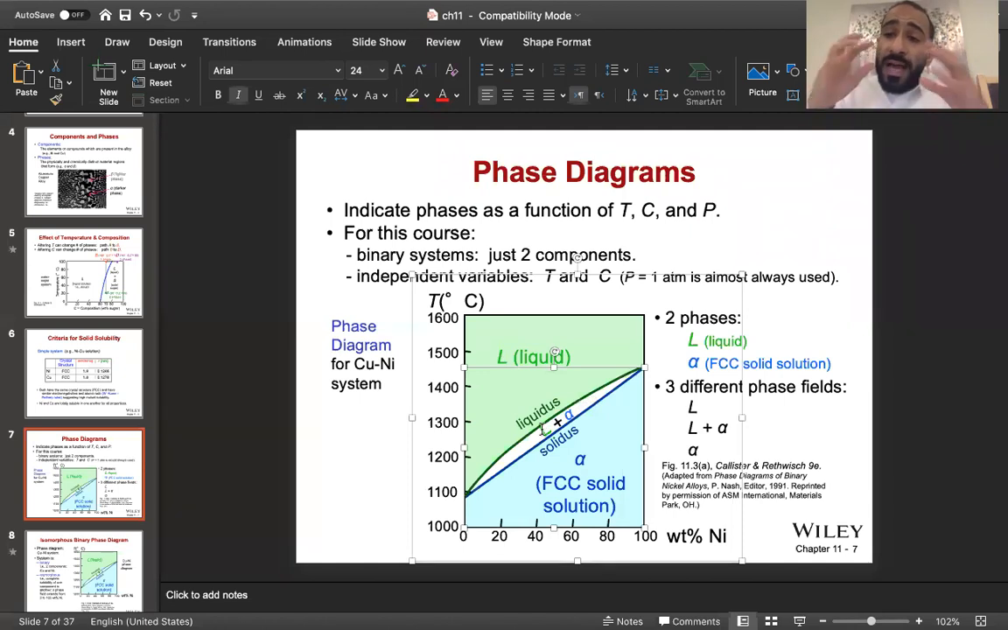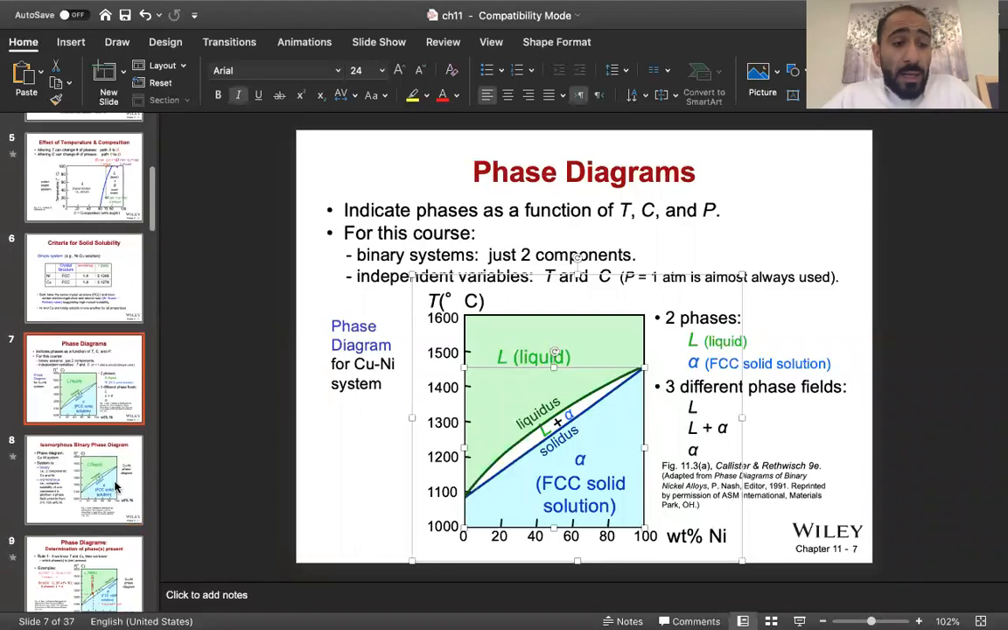In that region you have two phases, liquid plus solid alpha. So, for example, if you are at 60% nickel and at 1000 to 1100 Celsius, you have a solid phase. If you keep heating up, you hit the solidus line and get into a region where you have two phases, liquid plus alpha. If you continue heating up, you completely melt your material to have a liquid phase.